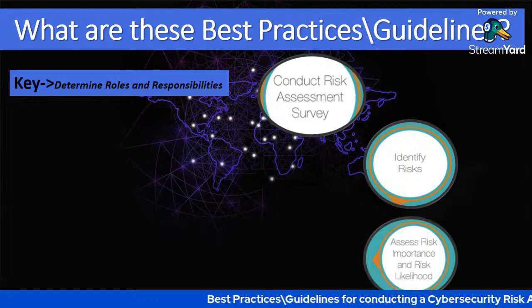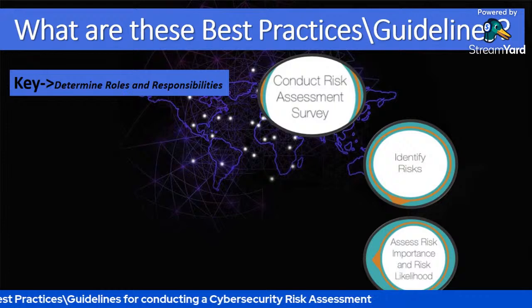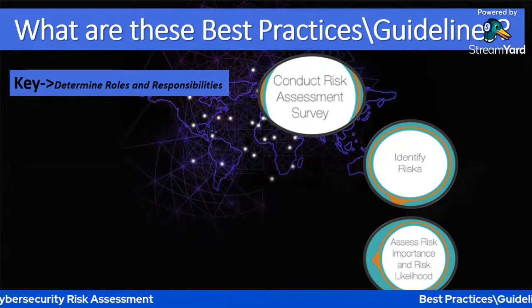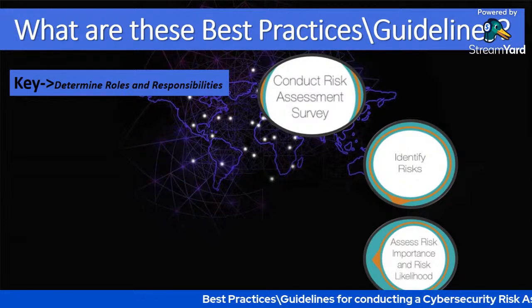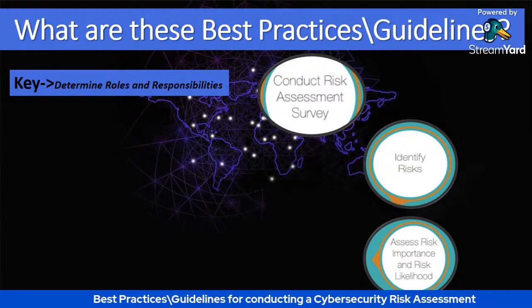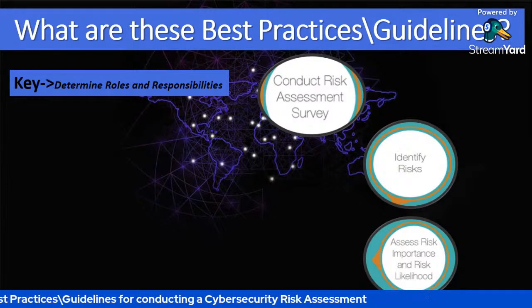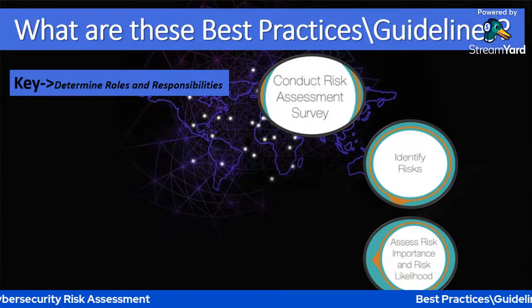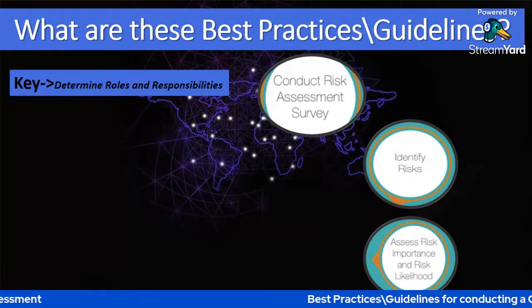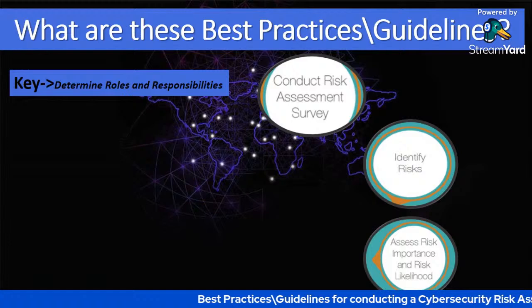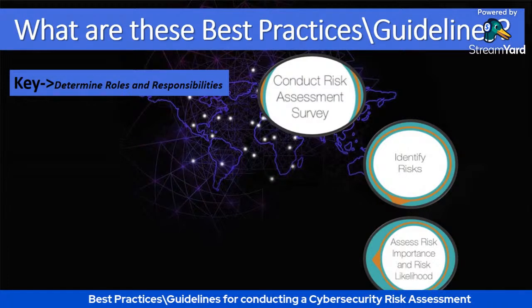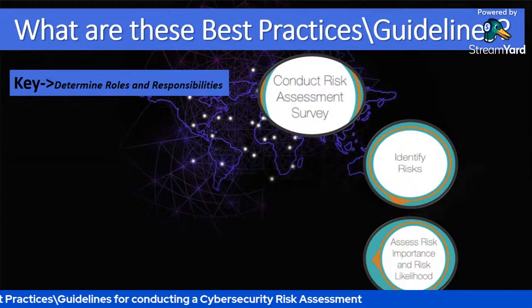All right. Third best practice is to assess risk importance and risk likelihood. So, what is the likelihood? And this is where you continuously ask those probing questions. What is the likelihood of a specific event having a negative impact on an asset? And this can be expressed subjectively or quantitatively as high, medium, low, or 1, 2, 3, depending on your rating scale.